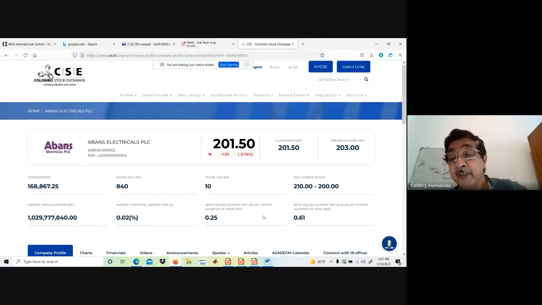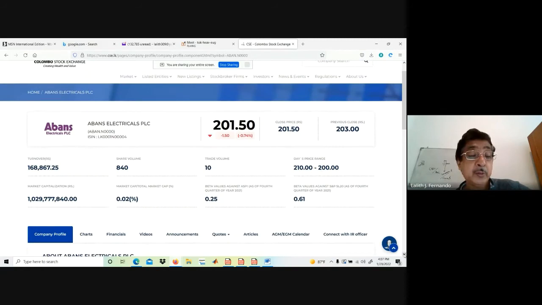And if you take the other beta value, that beta value is taken against S&P SL20, that is Standard & Poor 20, on account of the fourth quarter of 2021. That is 0.61. So now by looking at these indicators, you can get a certain type of idea about this company.